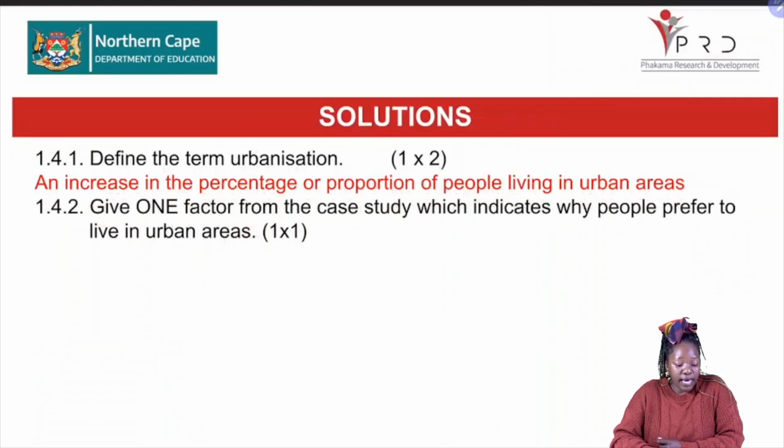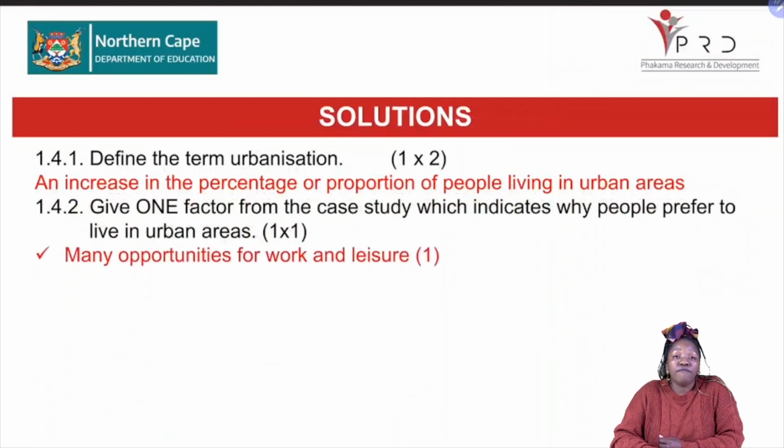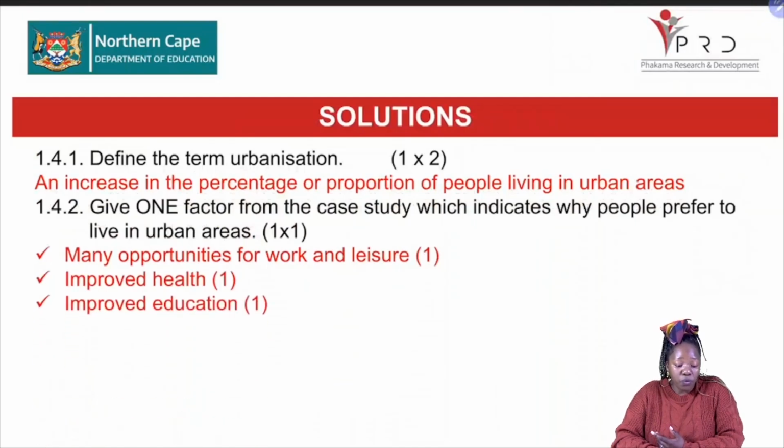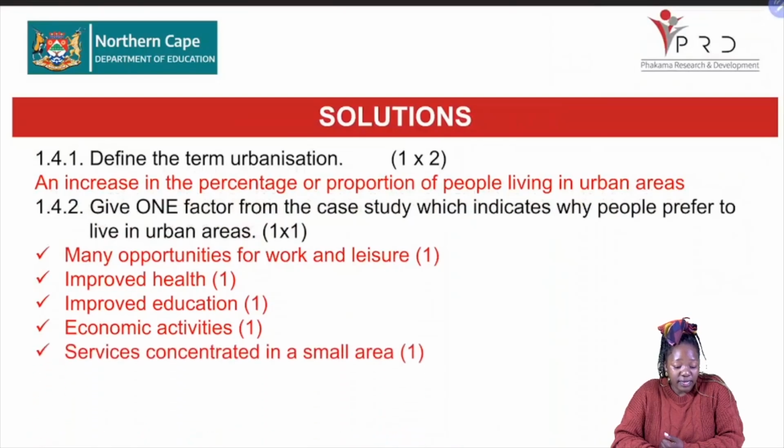Then we're looking at your question 1.4.2, whereby you are supposed to give one factor from the case study. So there, many opportunities for work and leisure, you find it in the case study, or you went with improved health, or improved education, and also economic activity, and then the services which are concentrated in a small area.